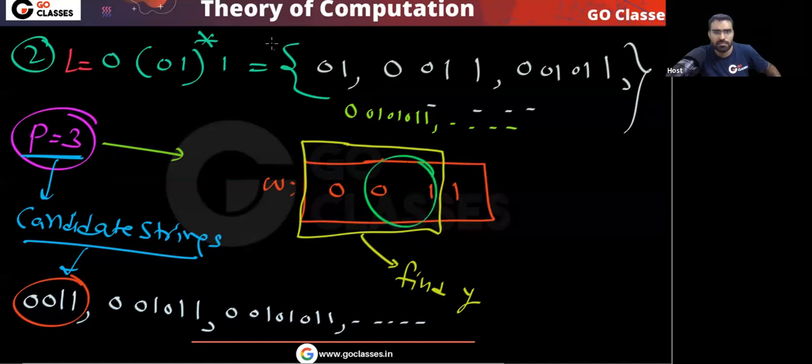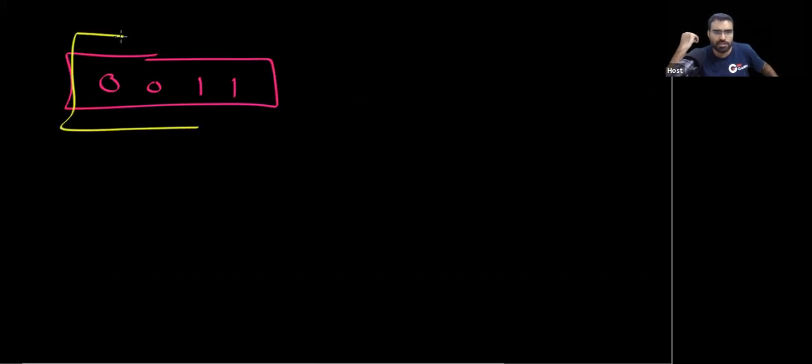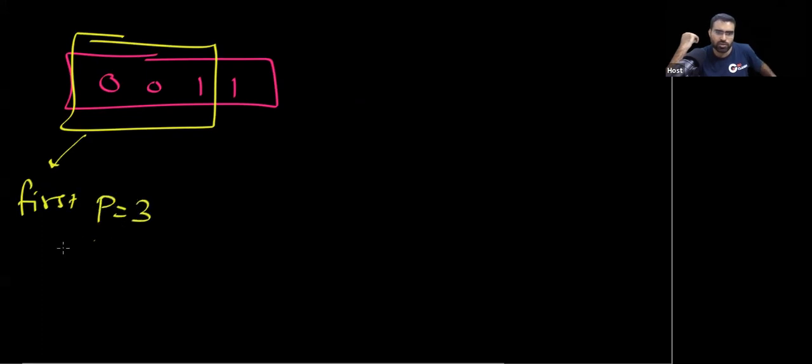Take this Y. This Y will work. What is the problem? Why? You can easily notice 0, 0, 1, 1. In this area, you need Y. Your Y must be in the first 3 symbols. These are the first P. P is equal to 3. These are the first 3 symbols.